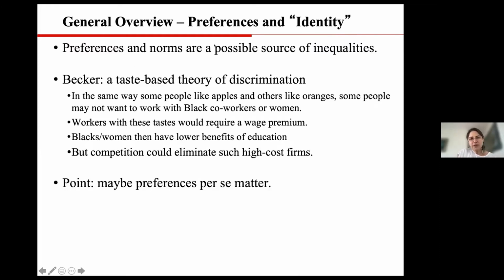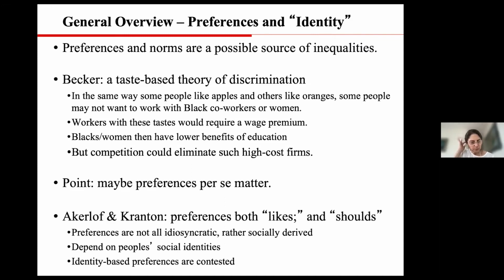So again, we're not the first people to see that preferences and norms are possible sources of inequality, right? So it goes way back to Becker. So we can see that preferences per se can matter to inequality. And what George Akerlof and I are bringing in, as I said before, is that preferences involve both these likes: I like apples and I like oranges, but also I should like apples and I should like oranges.